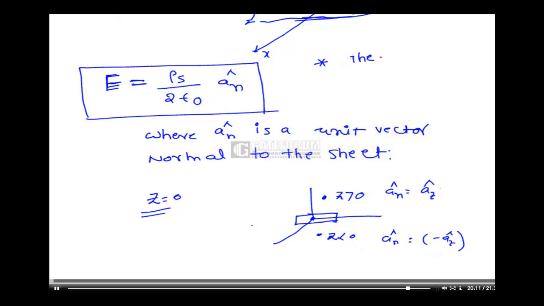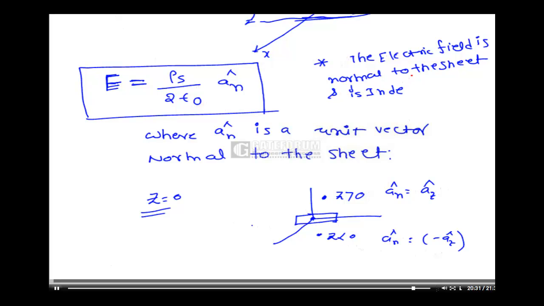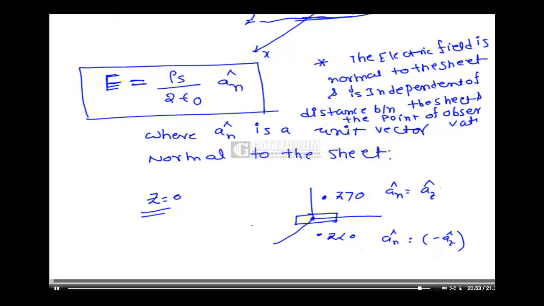The electric field is normal to the sheet, always normal to the sheet, and is independent of the distance between the sheet and the point of observation. So this is one of the important points of this surface charge distribution.